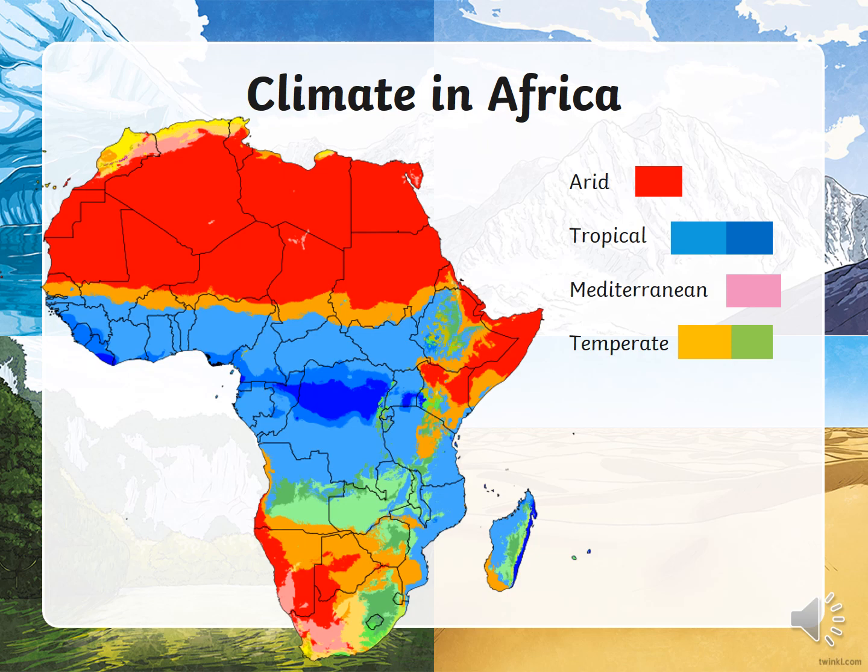Now, the thing which really interested me when I looked at this map was having a look at Madagascar. Madagascar is that big island off the east of Africa. Can you see the one sticking out? Now, that one there looks like it's got so many different climates. It's got a tropical climate, it's got a little bit of a temperate climate as well, and it's a real mix. I wonder why that is.